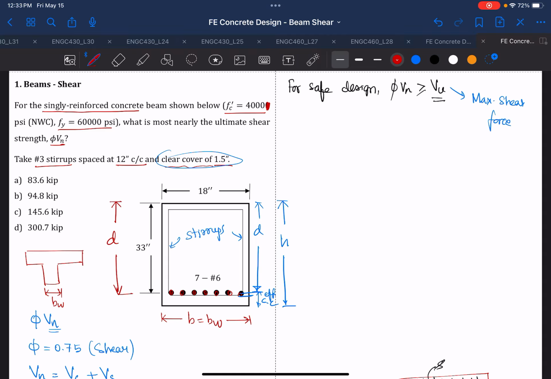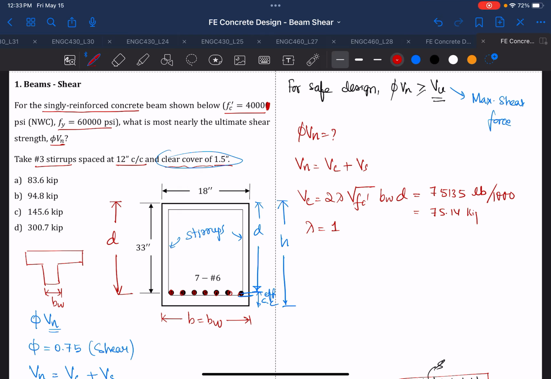So for this question, all we need to find is phi Vn, and we know that Vn is equal to Vc plus Vs. Vc is 2 lambda square root of f'c times bw times d, and lambda for normal weight concrete is equal to 1. If we put all the force together, you should get 75,135 pounds, and if we divide by 1000, we should get 75.14 kips.